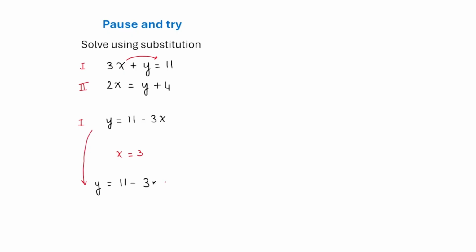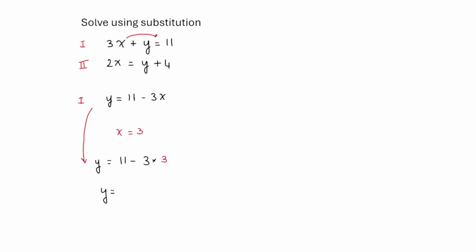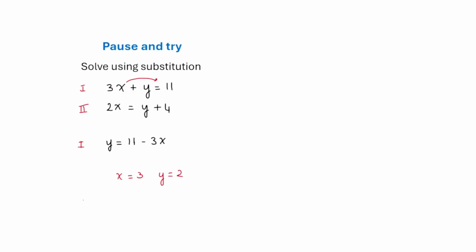Substitute x is equal to 3, y is equal to 11 minus 9. So, y is equal to 2. The solution is x is equal to 3, and y is equal to 2. You can check your answer by substituting x is equal to 3, and y is equal to 2 into both original equations.